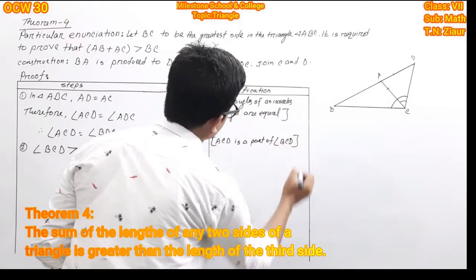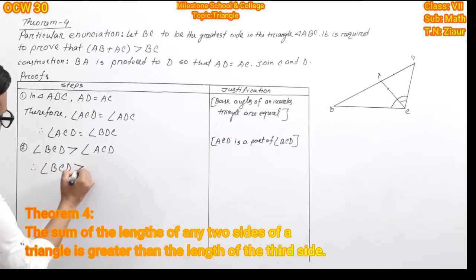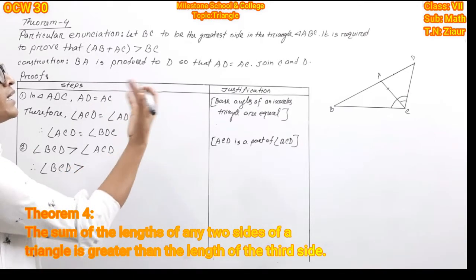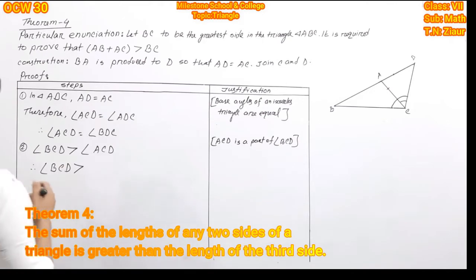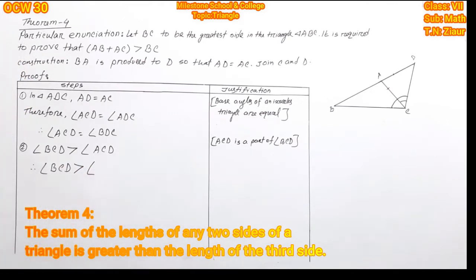This one is a part of angle BCD. So this angle is greater than this angle, students, right? So therefore we can write angle BCD is greater than angle ACD. So ACD and ADC are the same, right? So can I write this one ACD instead of ADC, students?